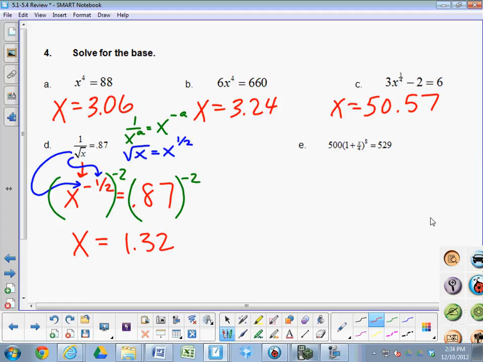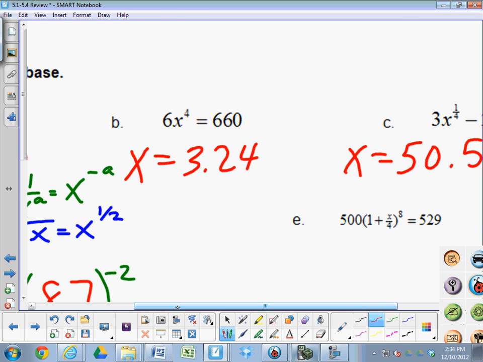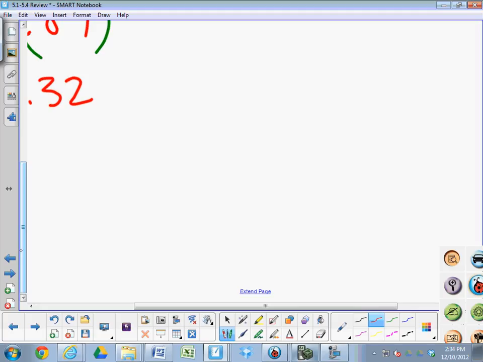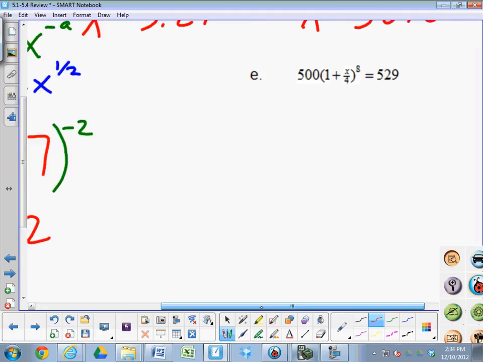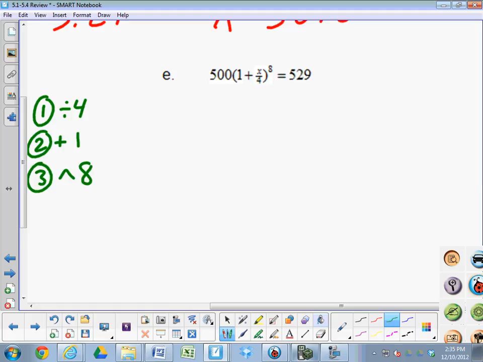Let's go to part E, and then we'll open it for questions here in the live classroom. Ready? E. In E, you're going to want to do the reverse order of operations. Let's zoom in on this a little bit. It is right there. And if you knew what x was, I've done this a few times in class, you would divide by 4. Then what? Add 1. Then what? Take it to the 8th. Then times 500.